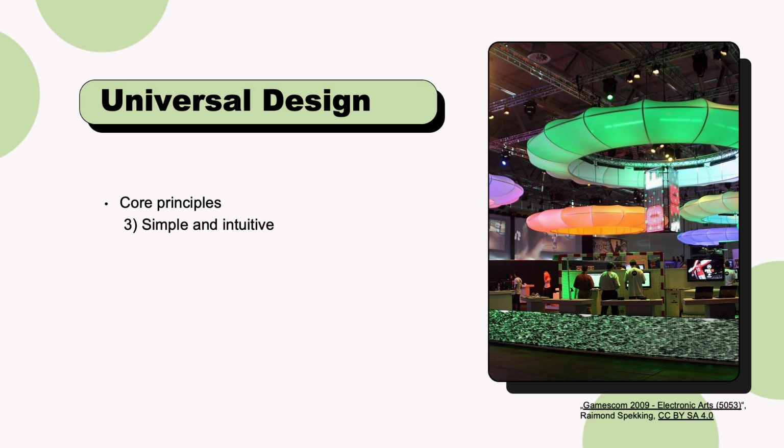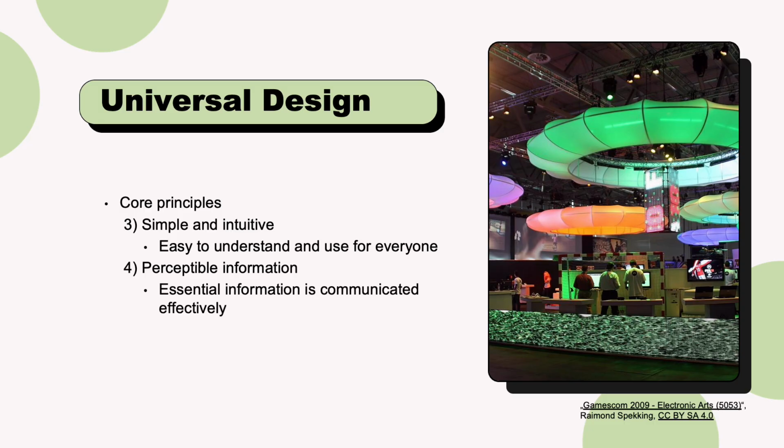Simple and intuitive. The product is easy to understand and use, regardless of the user's experiences and capabilities. Perceptible information. Essential information is communicated effectively, regardless of sensory abilities or ambient conditions. As mentioned before, a good way to achieve this goal can be to provide information through different channels at the same time. For example, ambient sound with captions.